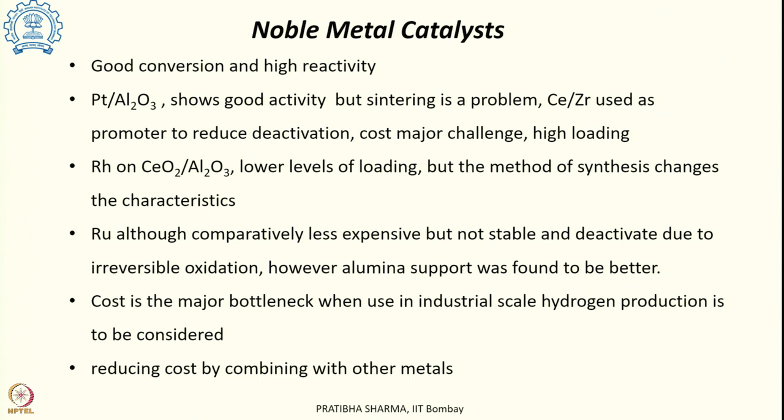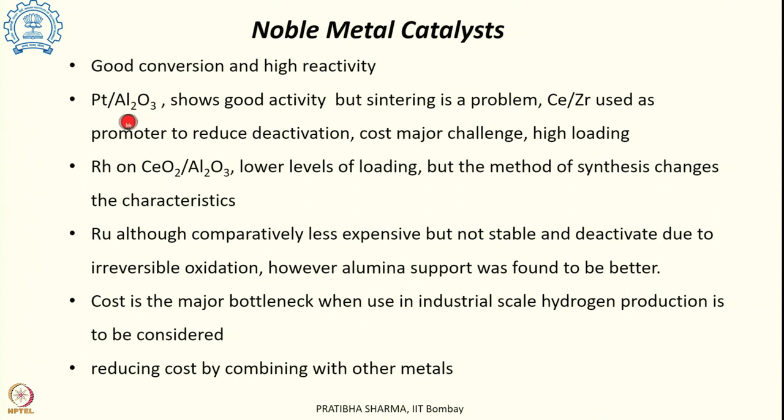Platinum on alumina support was used in catalytic partial oxidation and it is known to have a good activity, but the major problem associated was that of sintering. At higher temperature sintering was observed, however this could be improved if cerium zirconium could be used as a promoter, and that can reduce the problem of catalyst deactivation. But the major challenge that remains is the cost, and with all the noble metals the cost is the major issue towards commercialization or overuse in industrial scale processes.